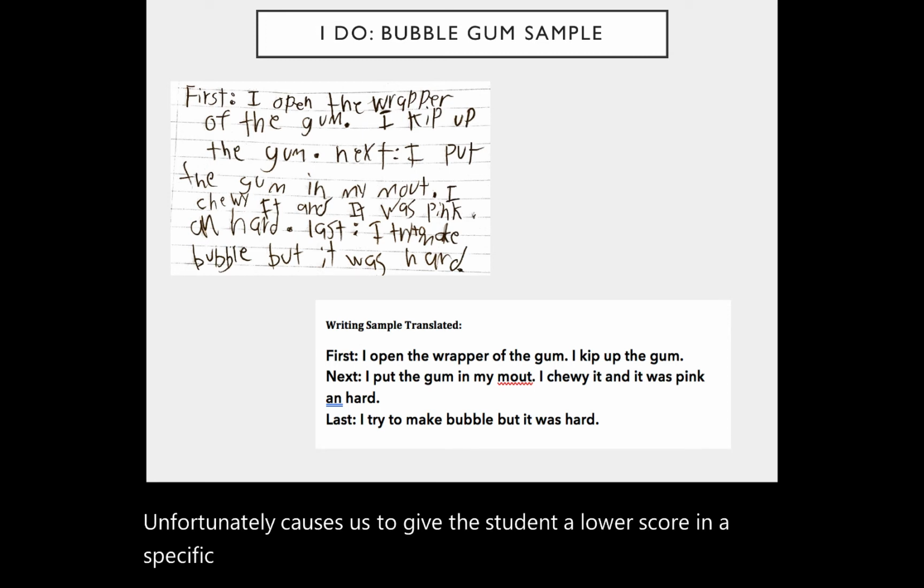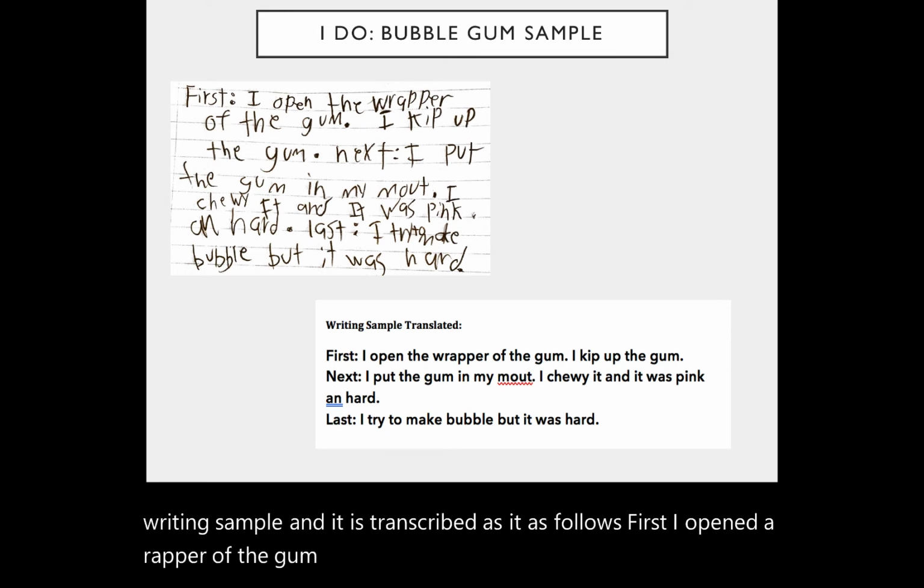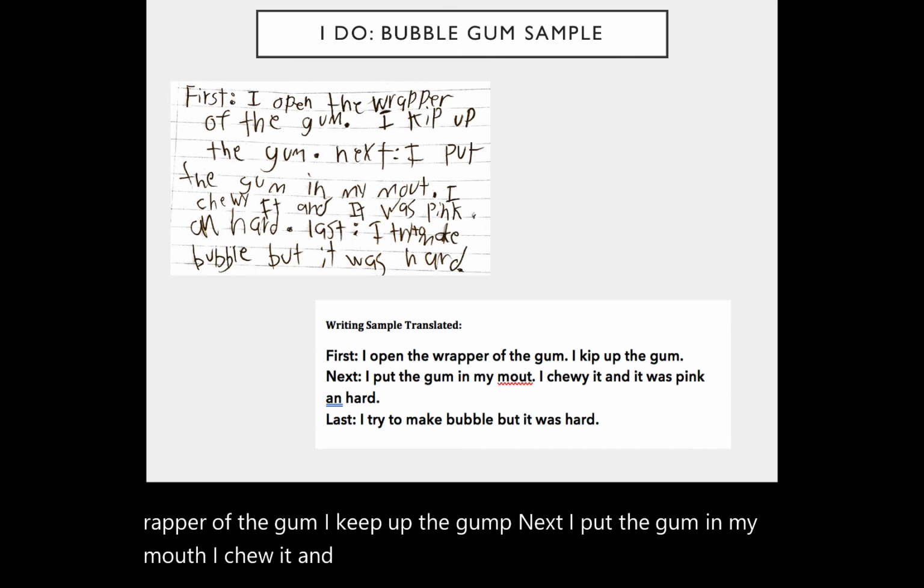So as you can see, I went ahead and transcribed the writing sample, and it is transcribed as follows. First, I open the wrapper of the gum. I kip up the gum. Next, I put the gum in my mouth. I chewy it, and it was pink and hard. Last, I try to make bubble, but it was hard.